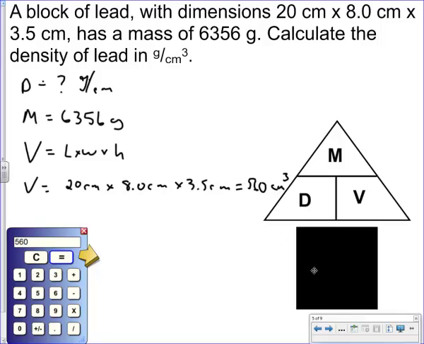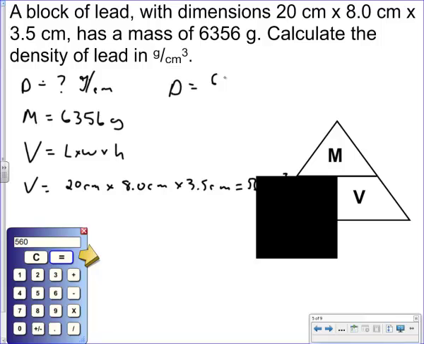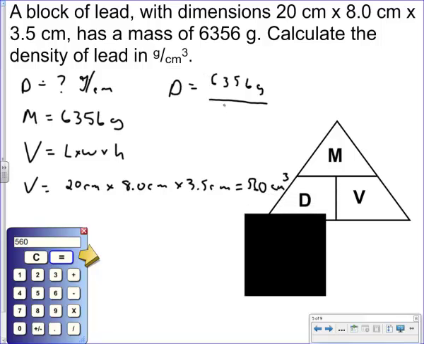So remember, I can take my little cheat sheet here, cover up the variable that I want to solve for, and it looks like D equals M over V. So now it becomes just a plug-and-play problem. So I have density equals the mass of 6,356 over the volume, which we calculated to be 560 centimeters cubed. So then I'm just going to plug that into my calculator.